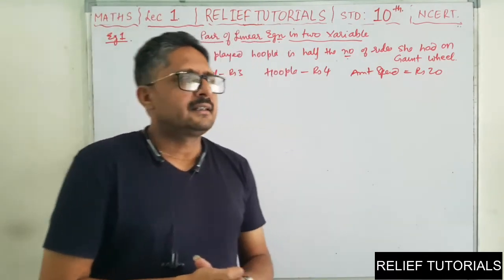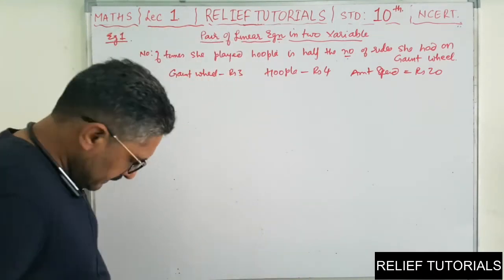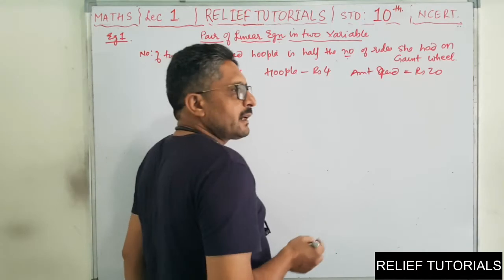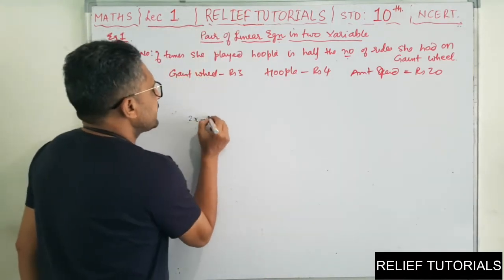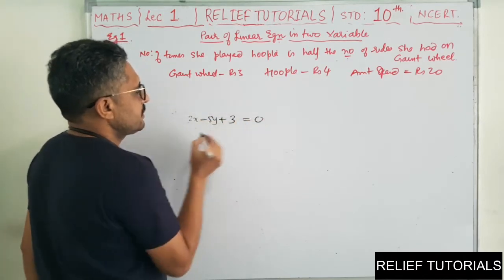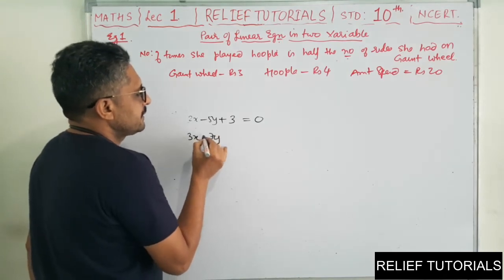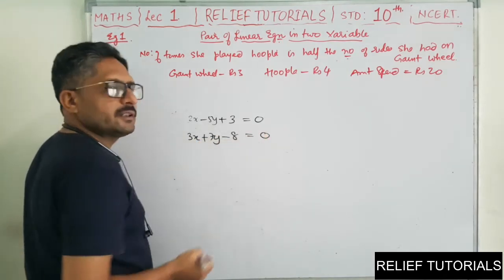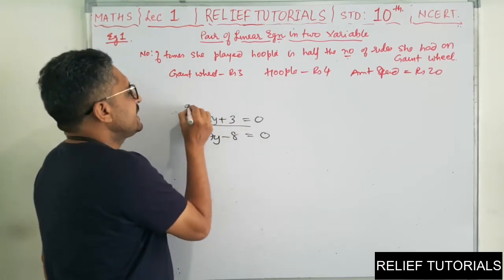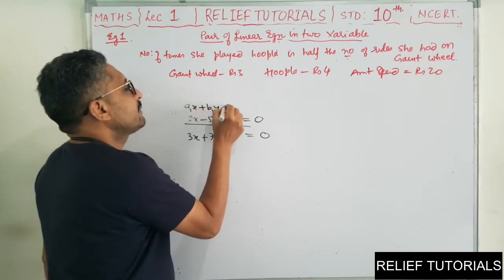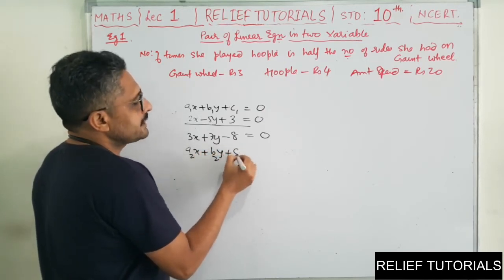But before that, I want to explain one thing. There is a pair of linear equations in two variables. Suppose I say 2x minus 5y plus 3 is equal to 0. The second equation we will take here: 3x plus 7y minus 8 is equal to 0. The standard form of these two equations is represented as a1x plus b1y plus c1 equal to 0, and a2x plus b2y plus c2 equal to 0.